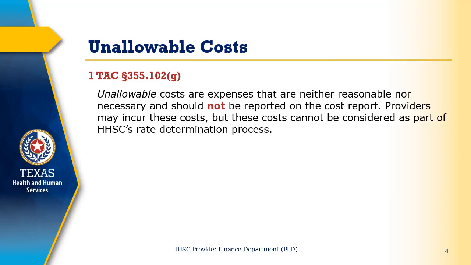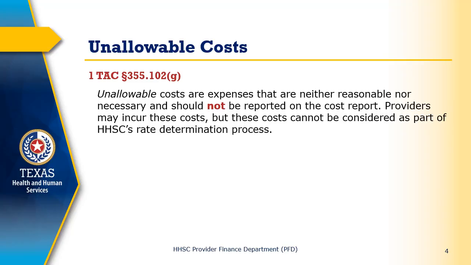According to 1 TAC Section 355.102(g), unallowable costs are explicitly defined as expenses that do not meet the criteria of being reasonable or necessary. These unallowable costs cannot be included in cost reports submitted by providers. Providers may incur such expenses in the course of their operations, but they are not eligible for reimbursement.